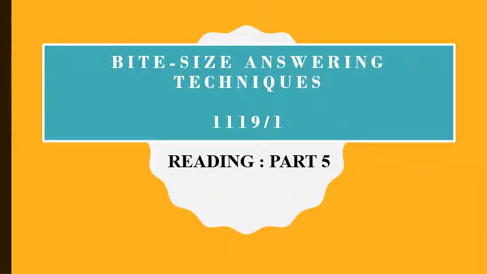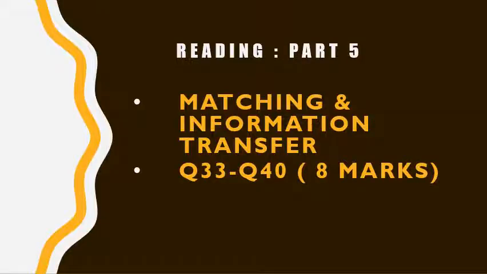Hello, we meet again for bite-sized answering techniques reading paper part 5. Reading paper part 5 is matching and information transfer. It is question 33 until question 40. There are 8 questions which mean 8 marks.